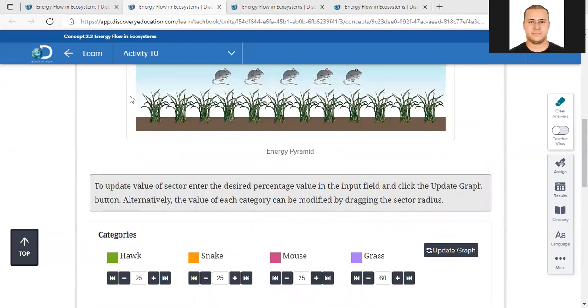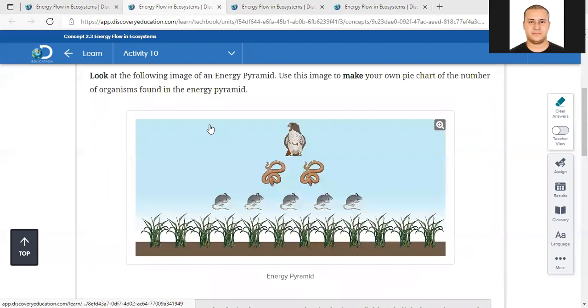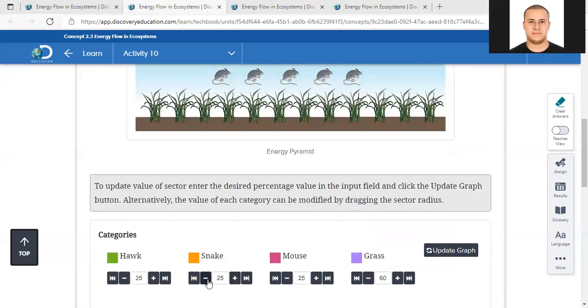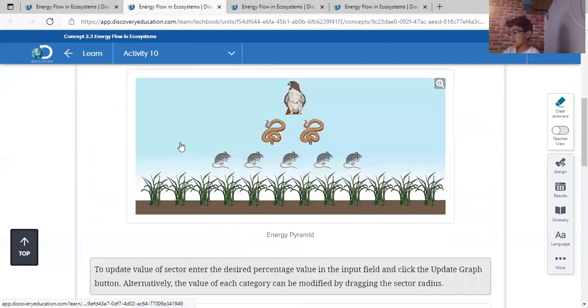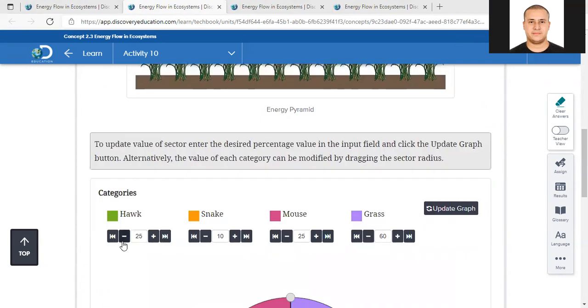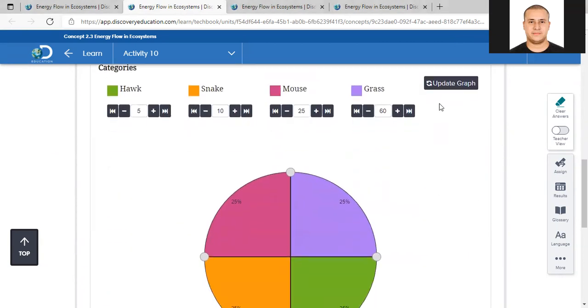Okay. Then Abdurrahman Al-Harbi. How many snakes do we have? We have 2 snakes. So this is 10%. And how many eagles or hawks do we have, Abdurrahman? Only one hawk. Okay, only one hawk. Thank you. So this is 5%. Now look at the graph.